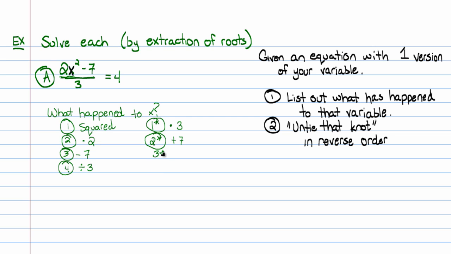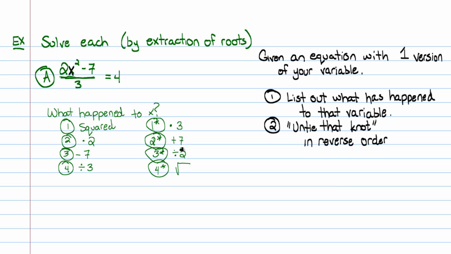Then I'm going to keep climbing that ladder there. So let's see, the next earliest thing they did to tie up this variable is they multiplied it by 2. The inverse of multiplication is division, so we're going to divide by 2. And finally, the last step here is to untie their first step, which is they squared. Well, the inverse of squaring something is taking the square root.